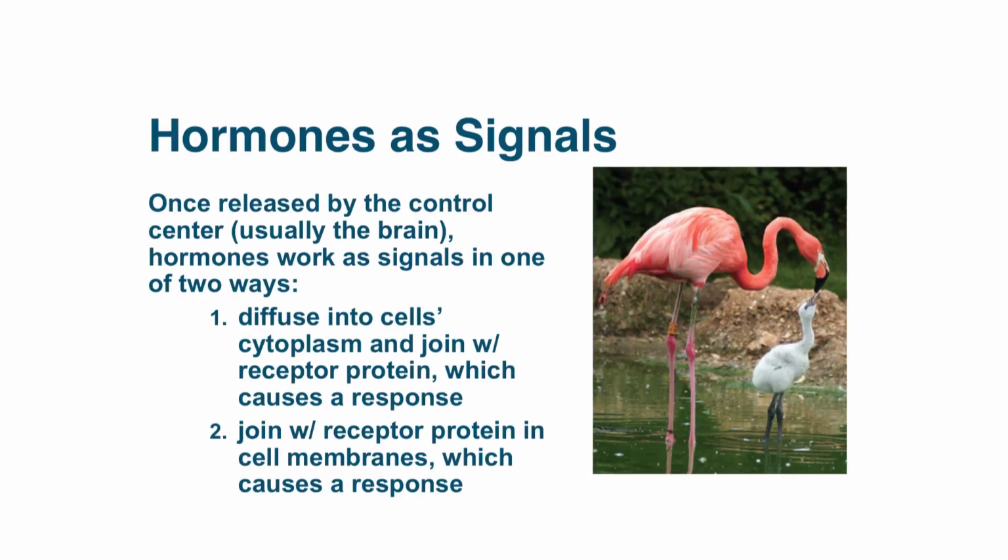So hormones are signals. Once they're released by the control center of the body, which usually is the brain, hormones work as signals in one of two ways. They either diffuse into a cell's cytoplasm and join with a receptor protein, which then causes a response, or they join with a receptor protein in the cell membranes, which then causes a response later. And this picture of the pink flamingo with its chick is an example of some of the things that hormones initiate, which include maternal behavior and caretaking behavior of offspring.